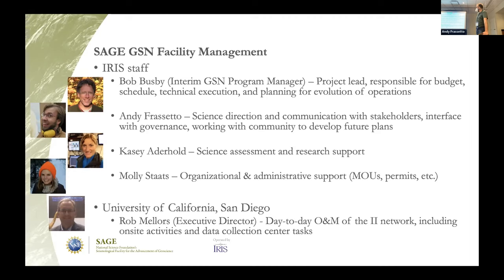There's Molly Statz, who's the organizational and admin support. Molly's helping us keep track of all the MOUs and permits and administrative overhead of running a network that's distributed internationally. And finally, there's Rob Mellors, who's at UC San Diego. He's the executive director of the GSN, and he's responsible for the day-to-day operation and maintenance of the II network and ensuring that all of the various parts distributed around the world, both related to site activities and operations of its data collection center, are well run. I think that's the last slide I have.